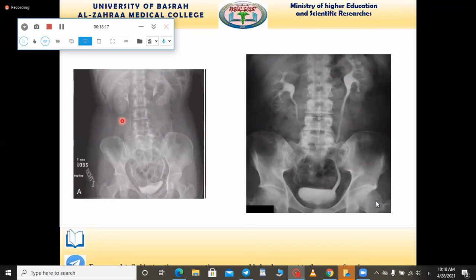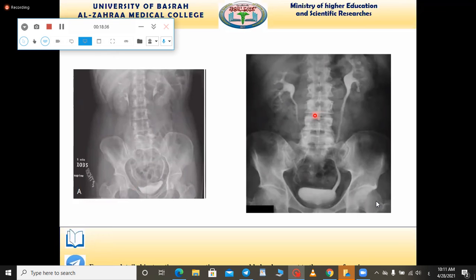Why? Because the ureter has a peristaltic activity. So the peristaltic segment does not appear in the picture. فهاي واضح تصير عندكم واضحة. The ureter أجزاء من عنده تبين لكن أجزاء ثانية ما تبين. This is normal.